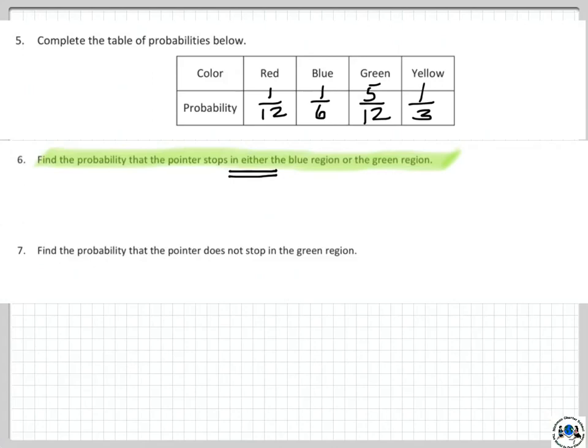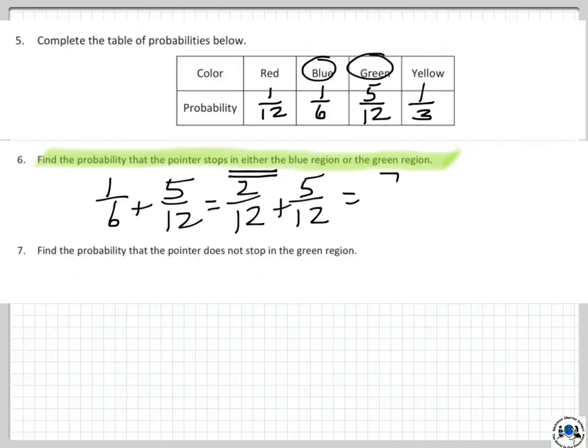Okay, so we're back here. The first was number 6, find the probability that the pointer stops in either the blue region or the green region. We can see that those chances were 1/6 and 5/12, which is 2/12 plus 5/12, which is 7/12. So the probability of either one of those happening was 7/12.